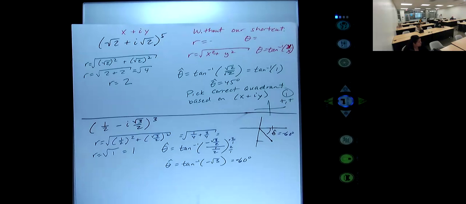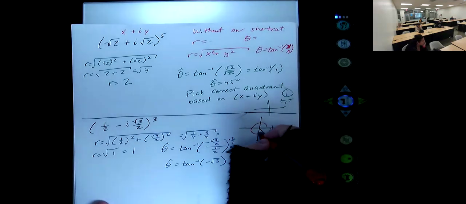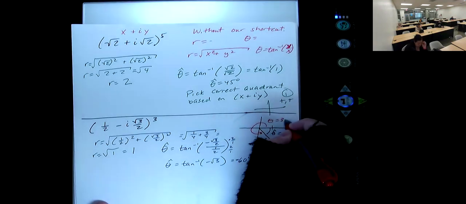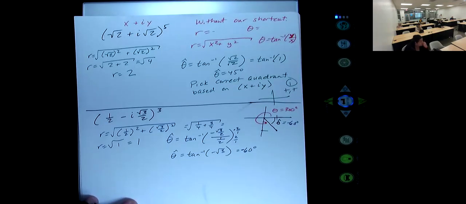So what would the real theta be? 300. Theta would be 300. Let's work it both ways using the -60 and the 300, to make sure we get the same answer either way. It's a good thing to give it a try.